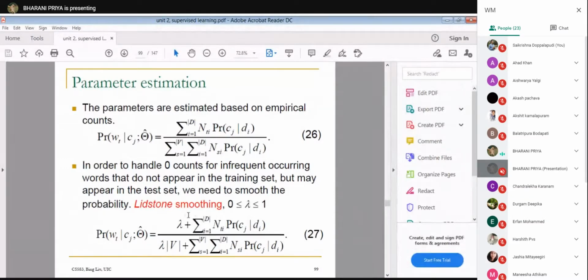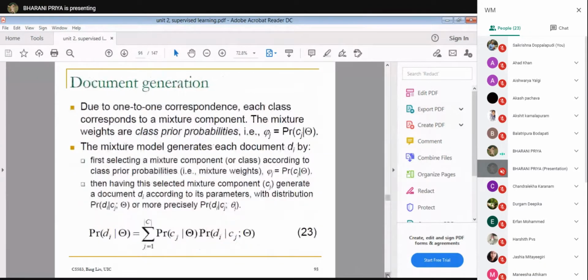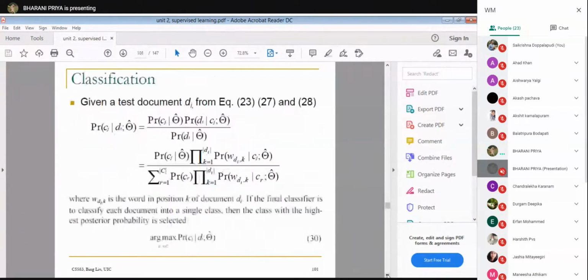So what is the Lidstone law of succession or Lidstone smoothing? If you take the value as 1, so given a test document Di, from the previous equations we got this formula, and we'll estimate the class values, and the maximum of the probabilities is taken. So you need to remember these formulas.